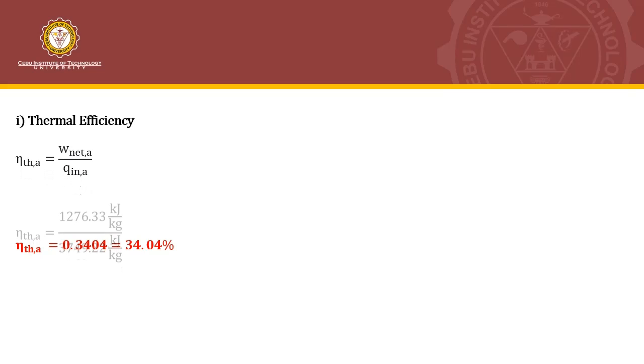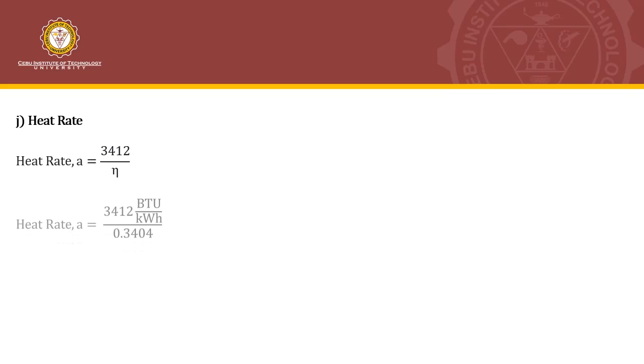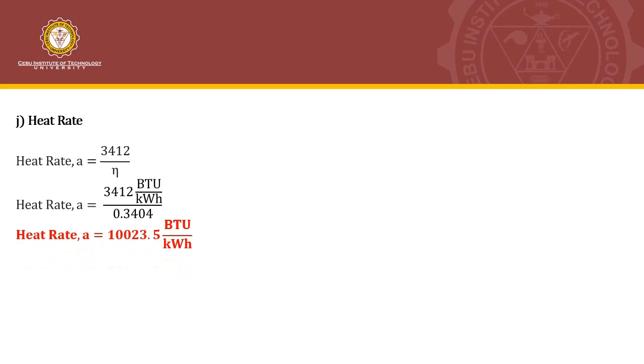Now that we already have the value of the net work as well as the Q in, we can also get the thermal efficiency. So the actual thermal efficiency is 34.04%. And then for the heat rate, that is simply 3,412 divided by the thermal efficiency. So the actual heat rate is 10,023.5 BTU per kilowatt hour. So that is how we solve for the quantities when we have an actual reheat Rankine cycle.